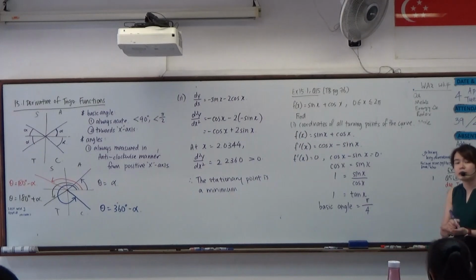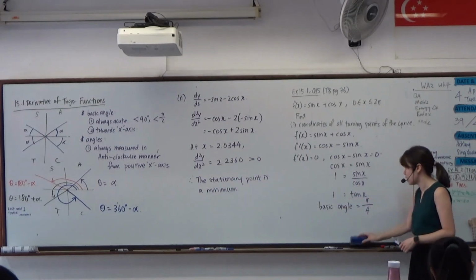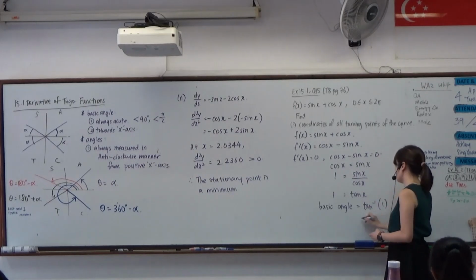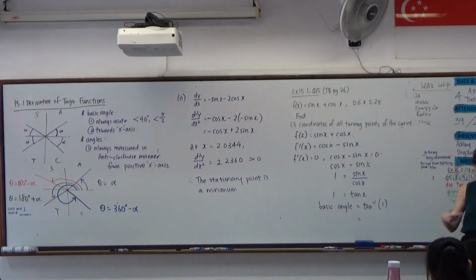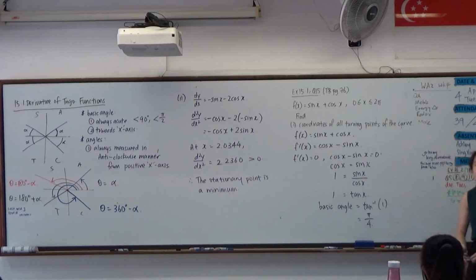use your calculator in degree mode. When you press the inverse, tangent inverse of 1, you will be able to get 45 degrees. Then just change it manually into radian mode, which will be 180 degrees divided by 4. So that's why it is pi divided by 4. Pi refers to 180 degrees.